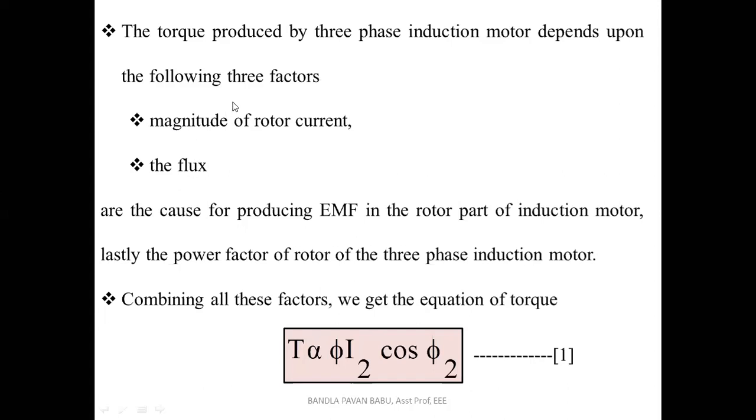Okay, the torque is depending on this, the current drawn by the rotor and the flux. Okay, so earlier in the DC motors part we have seen the term there, that is T is proportional to phi into Ia, so flux into armature current, right? In the similar way, here also the rotor current I2 and the flux developed in the rotor are the cause for producing EMF in the rotor part of the induction motor.